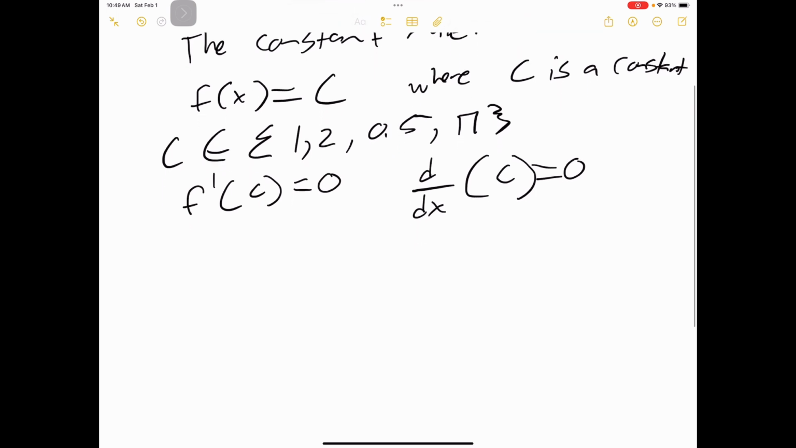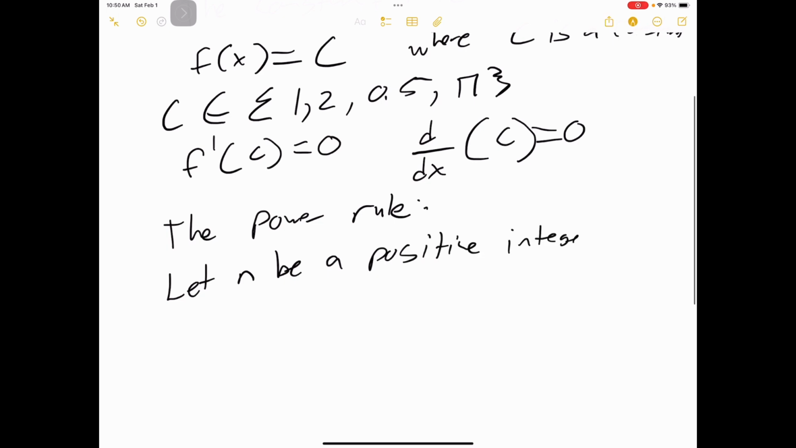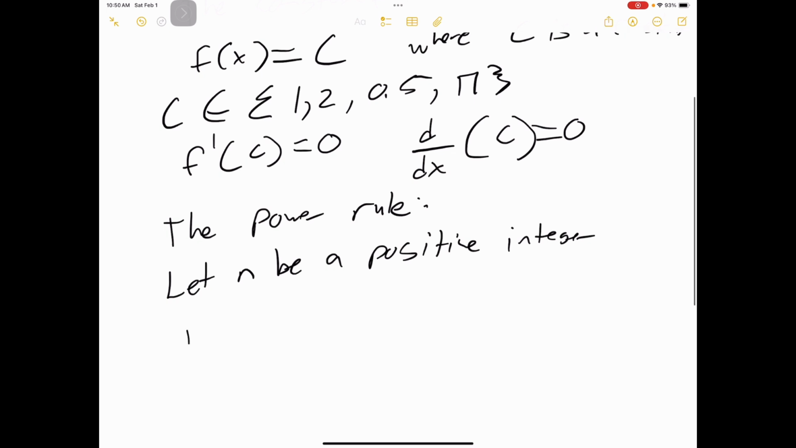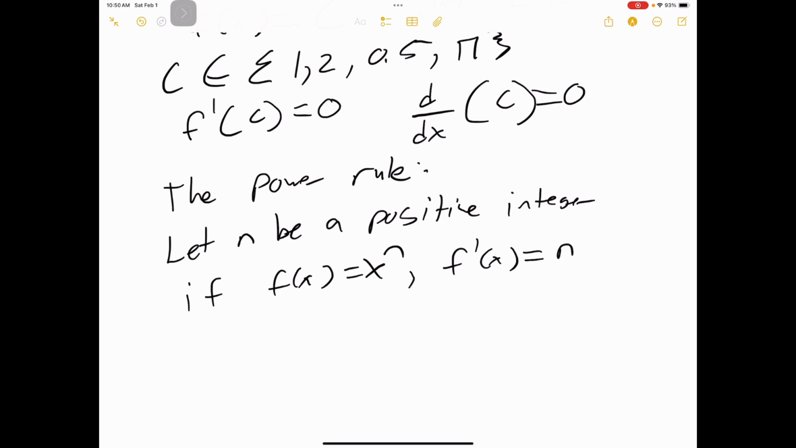And our next rule is going to be the power rule. The power rule is a rule that we use quite a bit when dealing with these problems. And the power rule states simply, let n be a positive integer, then if f of x equals x to the power of n, f prime of x, the derivative of x to the n, is going to be n, we're going to bring that power down, x to the n minus 1.